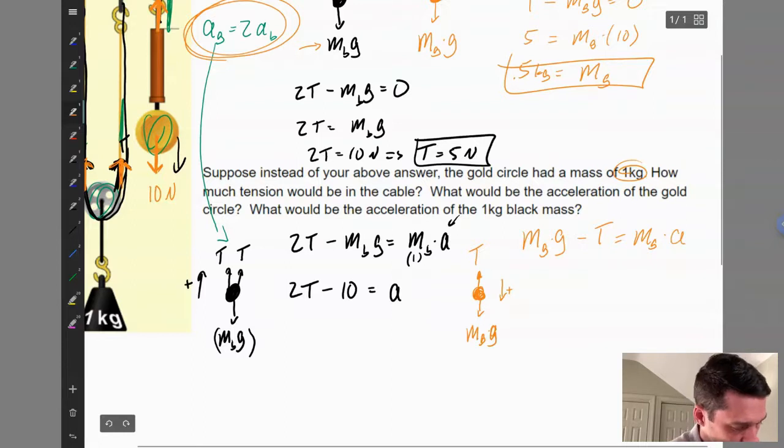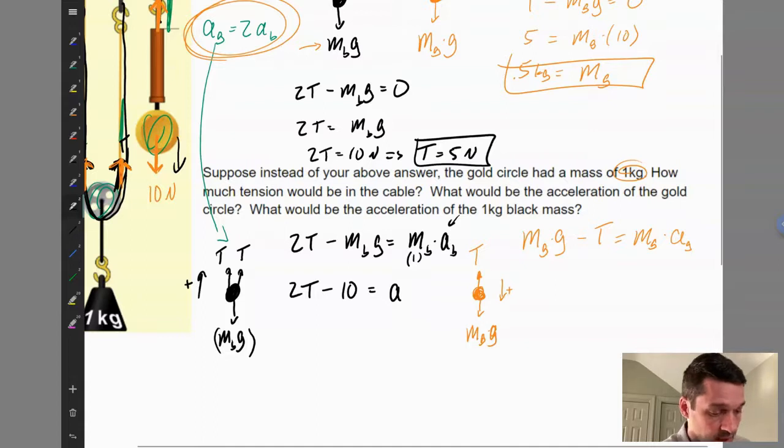Ooh, you know what I should do? I should be specific. That's the acceleration of the gold thing, and this is the acceleration of the black thing, because they don't have the same acceleration. Key point, very, very important. They don't have the same acceleration. So what I'm left with at this point, well, maybe I'll take this one step further, I suppose. That's still the black thing's acceleration.